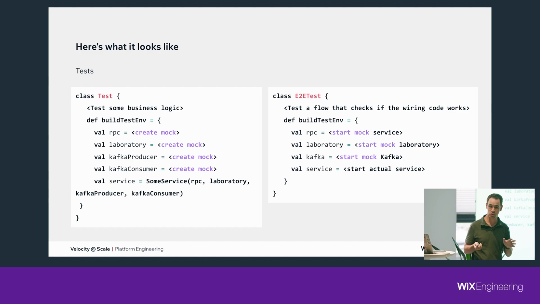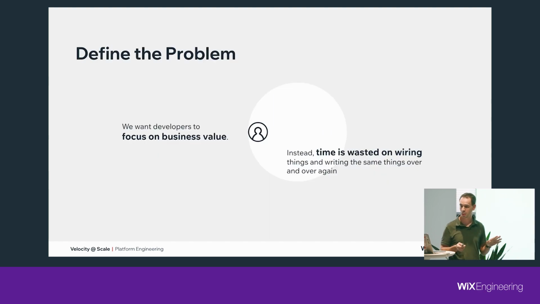So this is what it looked like 2 years ago, approximately. And the problem here is that developers focus on wiring code instead of focusing on business value. This is what we wanted to change. Okay, this is why it took 3 weeks to create a service that does absolutely nothing.